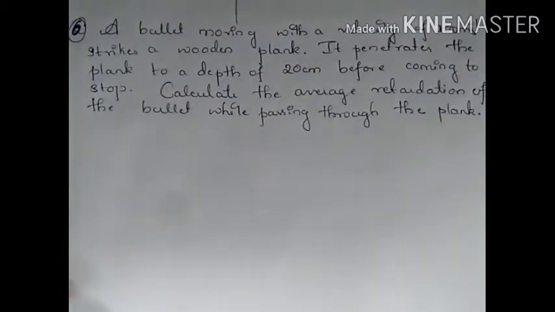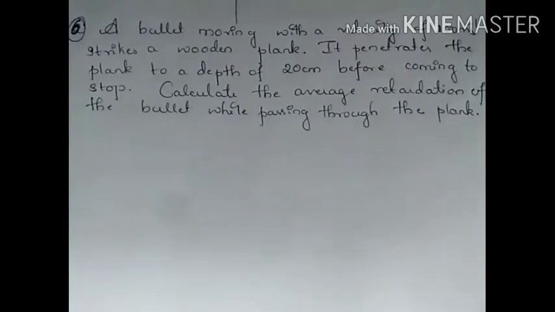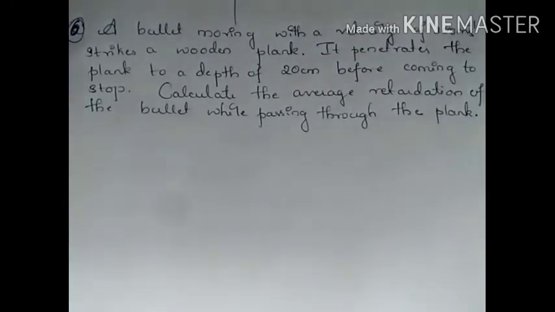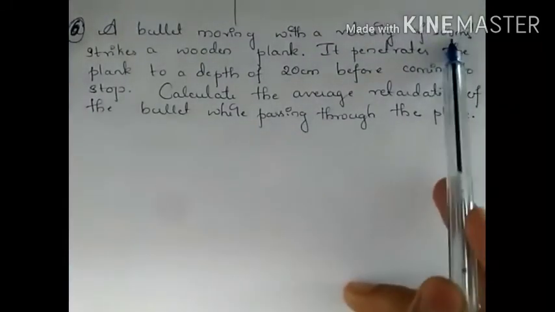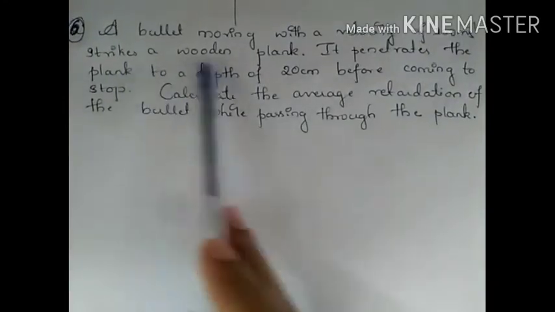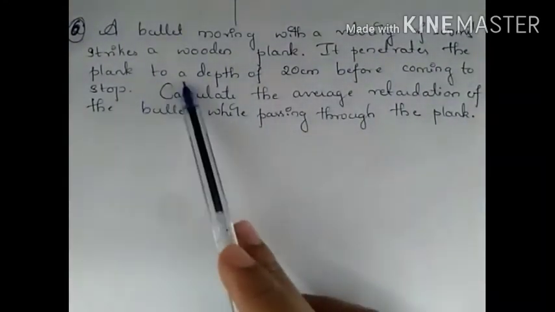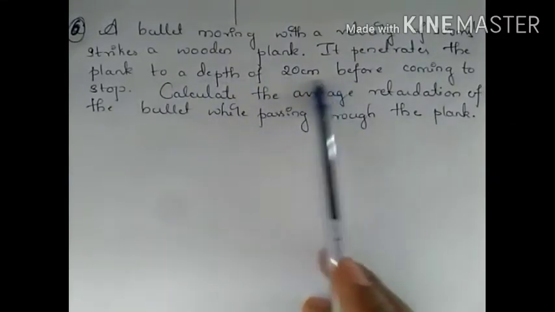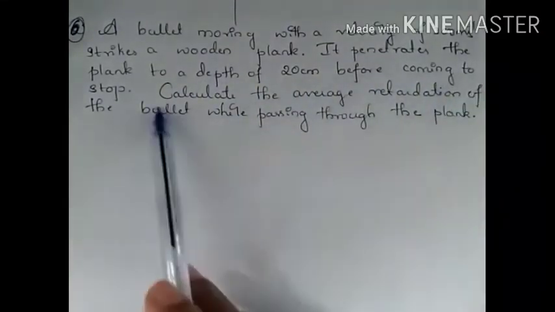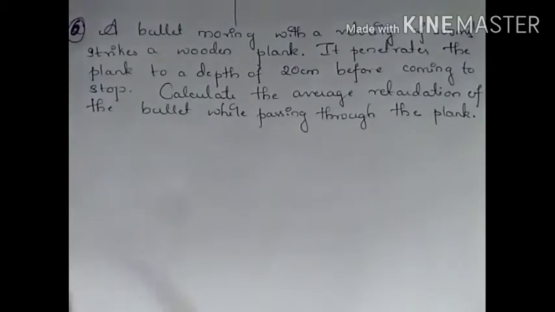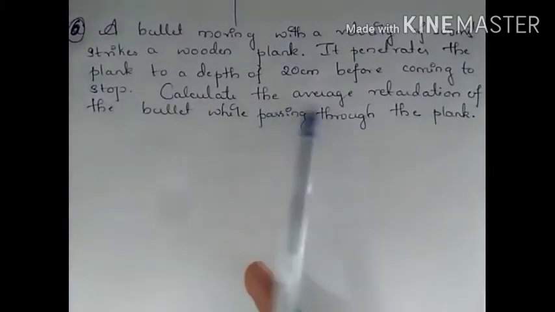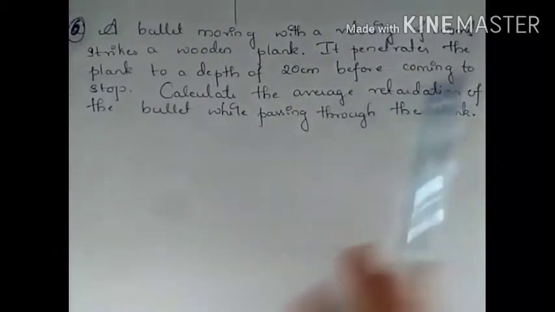So there is another question which is given here. A bullet moving with a velocity of 100 meters per second strikes a wooden plank. It penetrates the plank to a depth of 20 centimeters before coming to a stop. Now calculate the average retardation.